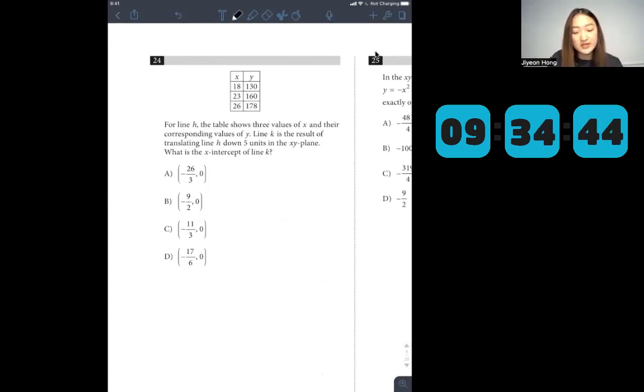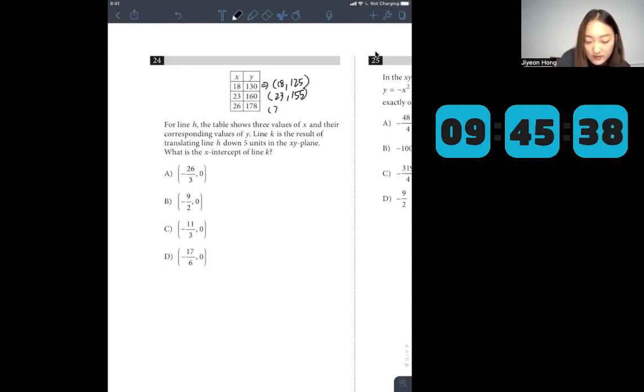Line K is a result of translating line H down 5 units. So I'm going to go ahead and translate it 5 units down for each one. So 23, 155, the x remains constant. And then, since I need to find the x-intercept of this new line, I need to find the equation of the line.